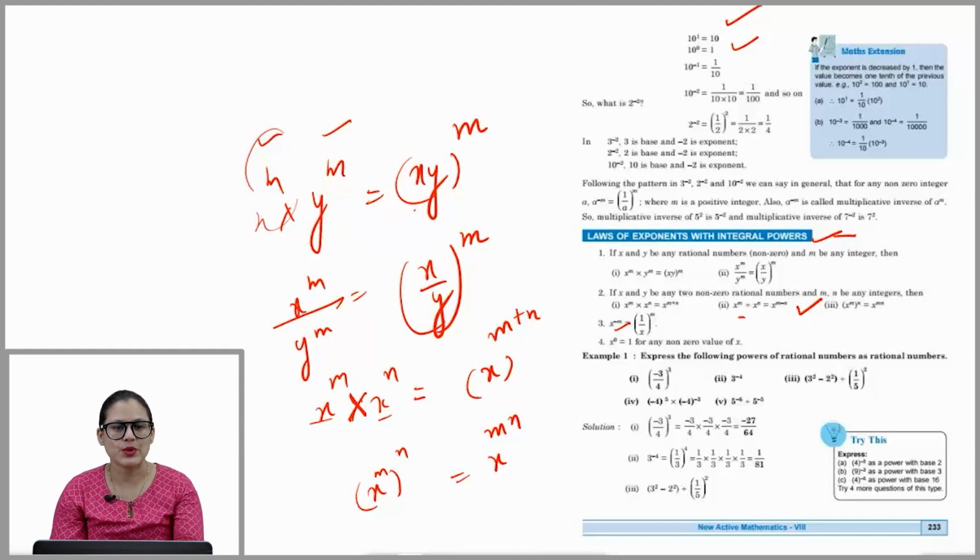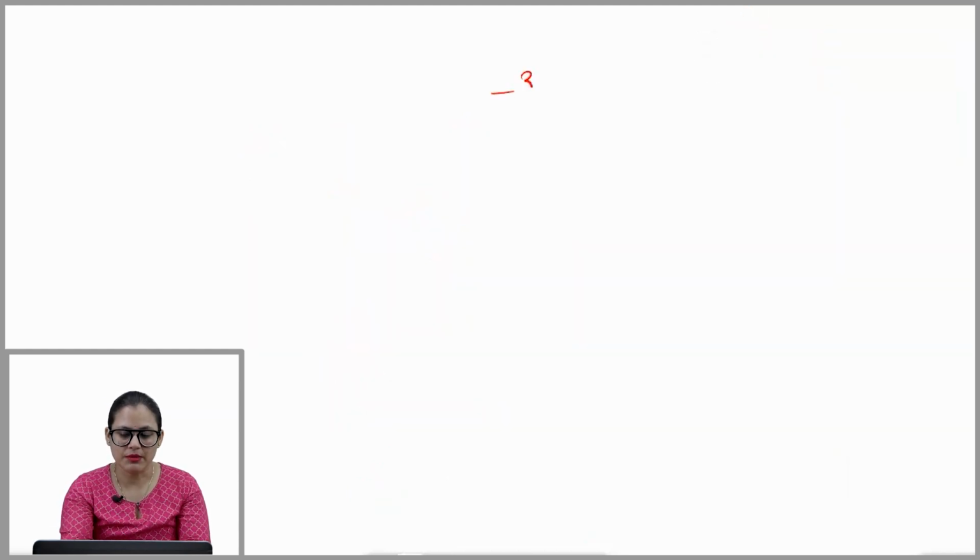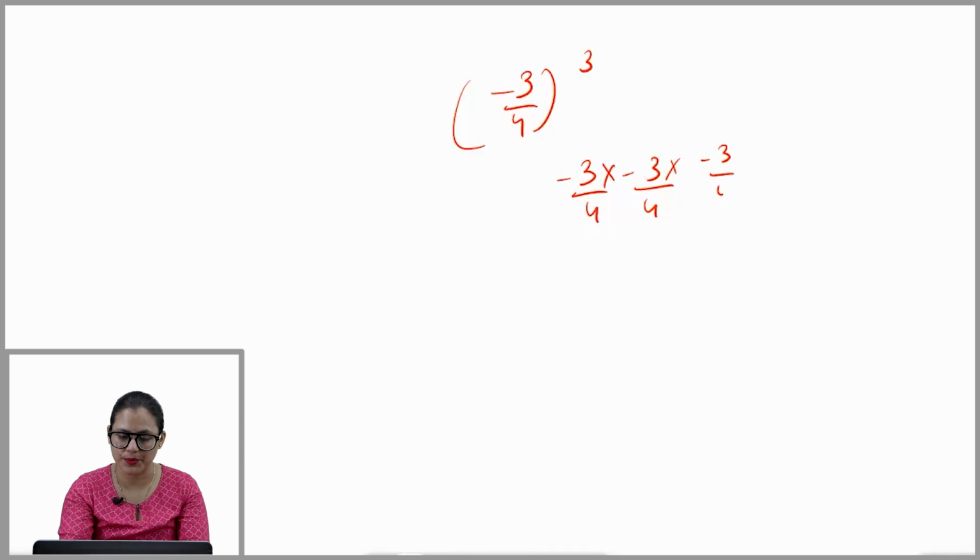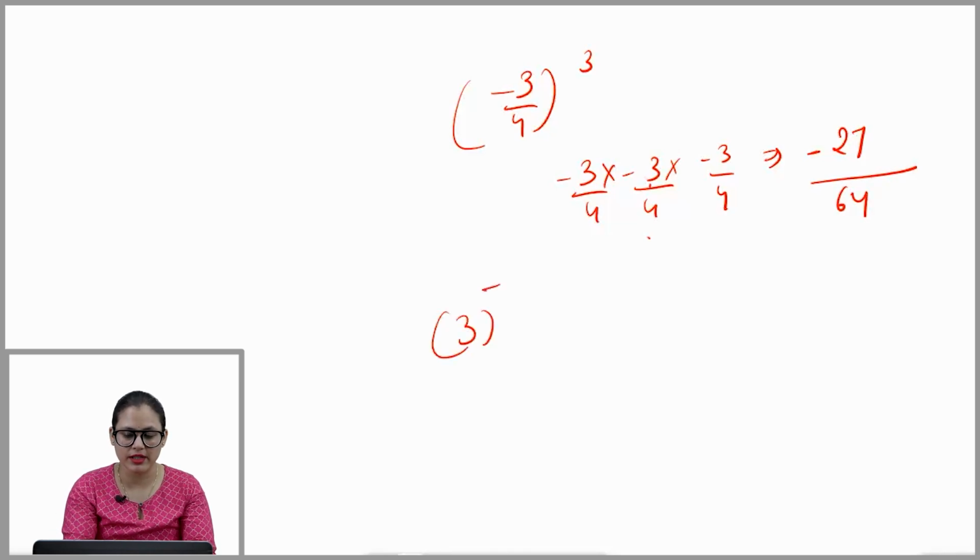Okay, now let's do example 1. You have to express the following powers of rational numbers as rational numbers. Okay, minus 3 by 4 raised to the power 3. Okay, minus 3 by 4 into minus 3 by 4 into minus 3 by 4. 3 3s are 9, 9 3s are 27, but minus 4 4s are 16 and 16 4s are 64. Next is 3 raised to the power minus 4.